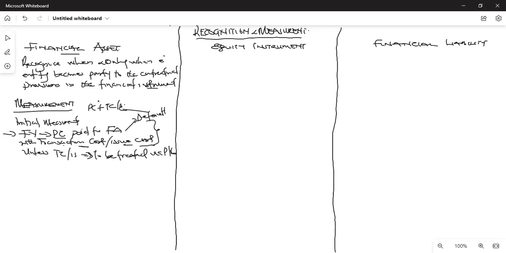Unless the question tells you to treat the transaction or the issue cost to the P&L. That is that. So it's that simple. Now let's look at the subsequent measurement of a financial asset. The subsequent measurement of a financial asset is that simple.